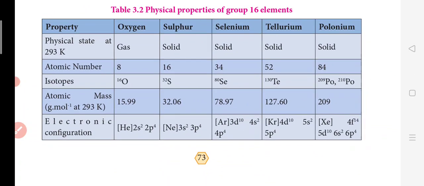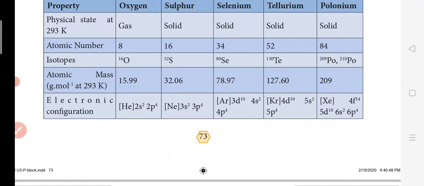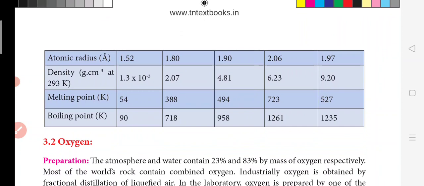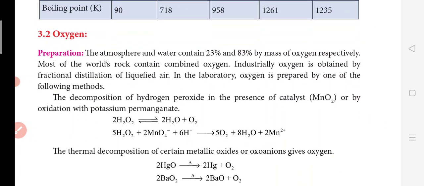If you see, except the first element, all the others are solids. Their atomic number is increasing. They all have their own isotopes, and atomic mass is also increasing. The electronic configuration is given. Density is also increasing, melting point is increasing, and boiling point is increasing. First element, oxygen. Its preparation, properties and uses we will see now.